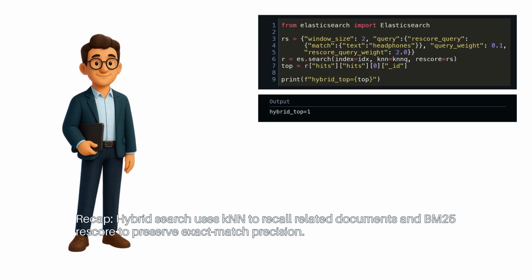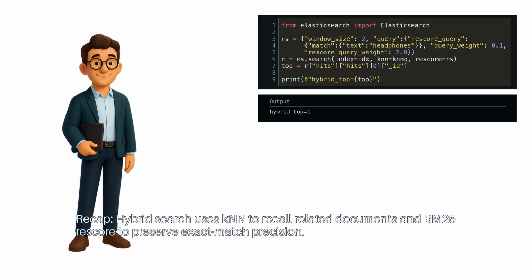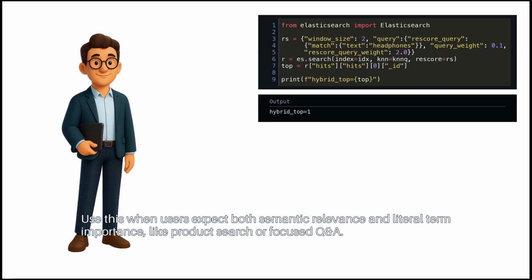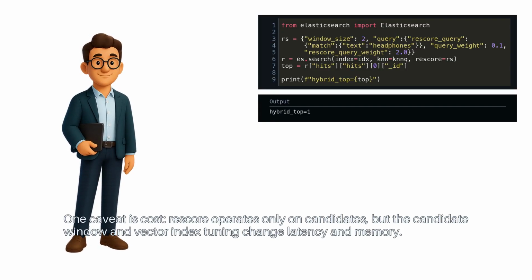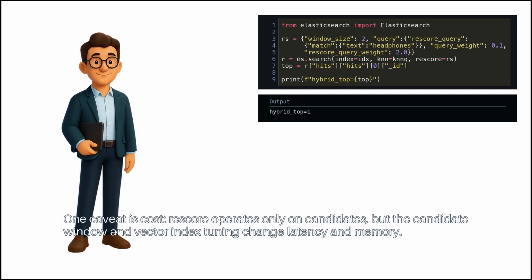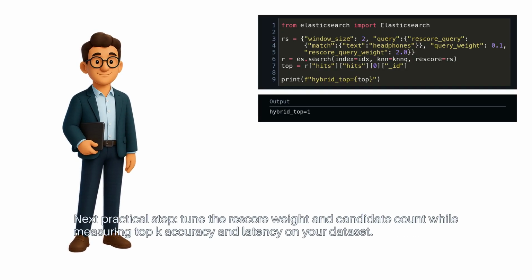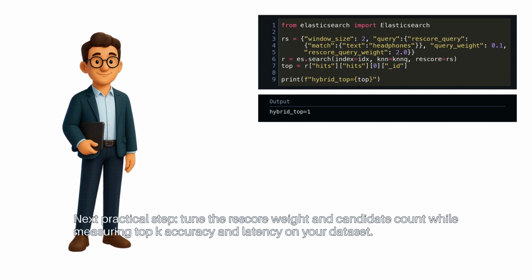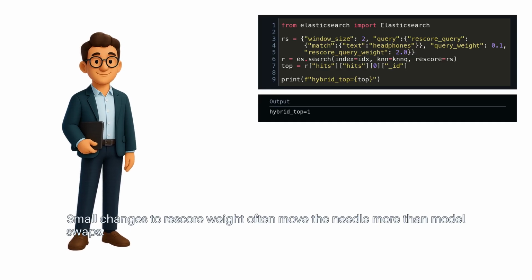Recap. Hybrid search uses kNN to recall related documents and BM25 rescore to preserve exact match precision. Use this when users expect both semantic relevance and literal term importance, like product search or focused Q&A. One caveat is cost. Rescore operates only on candidates, but the candidate window and vector index tuning change latency and memory. Next practical step, tune the rescore weight and candidate count while measuring top K accuracy and latency on your dataset. Small changes to rescore weight often move the needle more than model swaps.